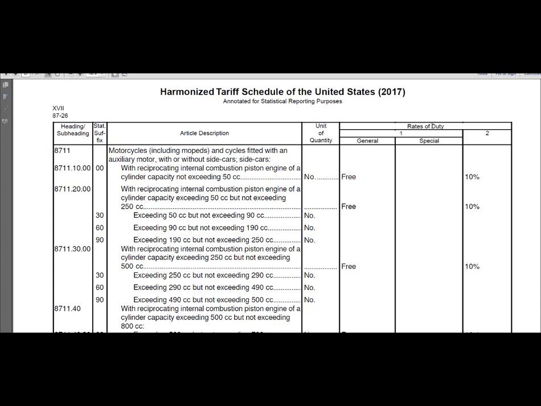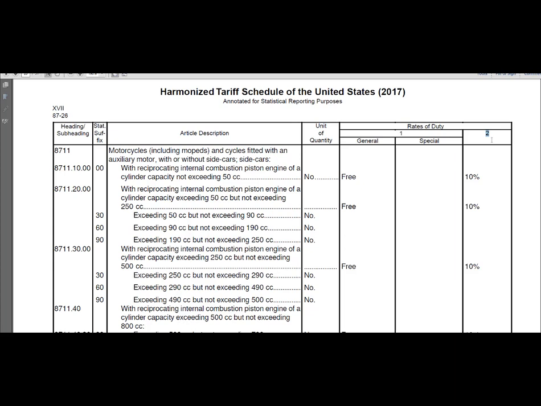Note that here you have the rates of duty, and there are two columns, column 1 and column 2. Column 1 breaks into two subsections, general and special. General applies pretty much to everybody. Special is when we have trade agreements with particular countries or some kind of specific consideration for a particular product. And column 2 is for countries with which we have specific and restrictive trade barriers.